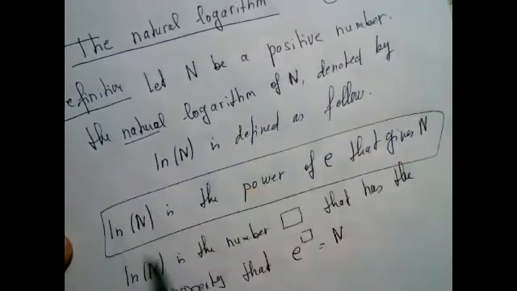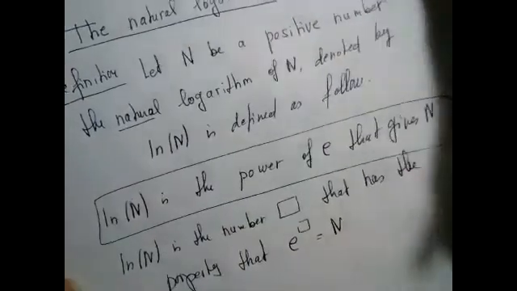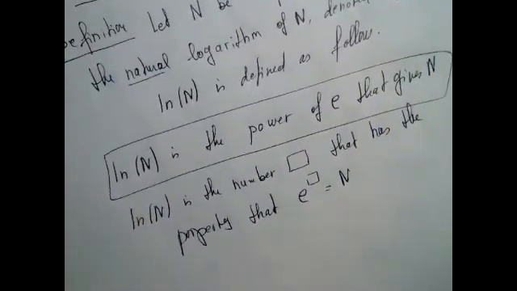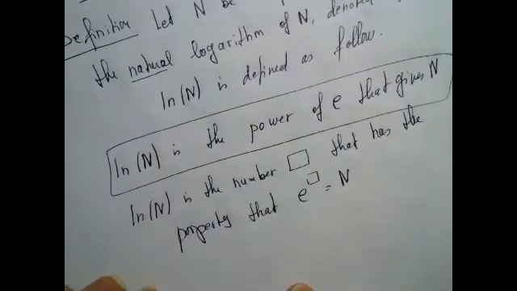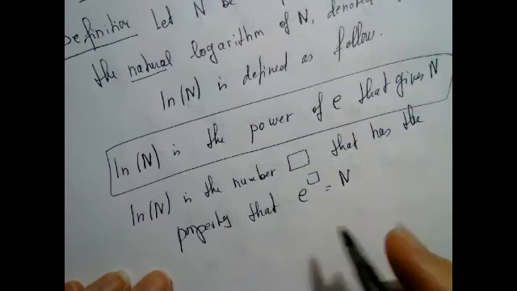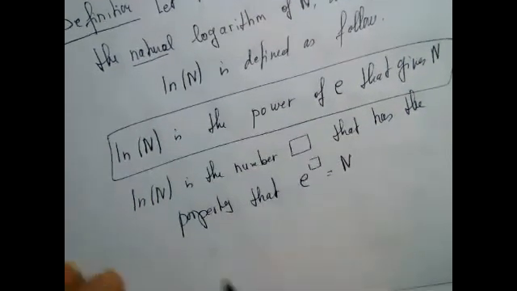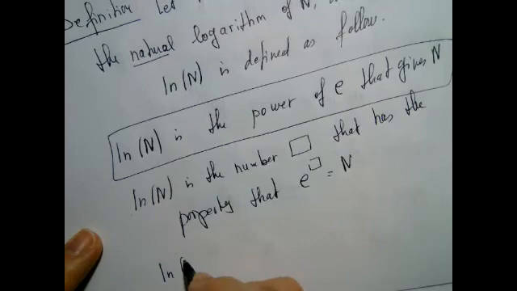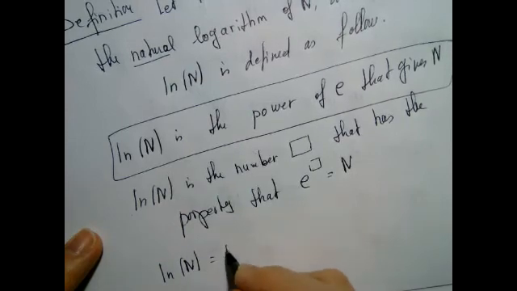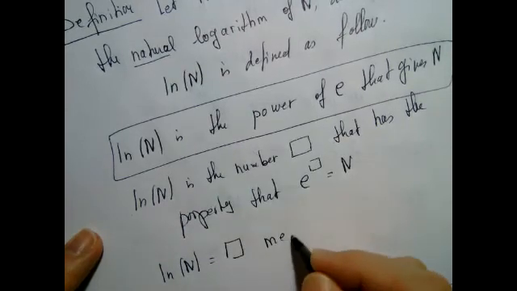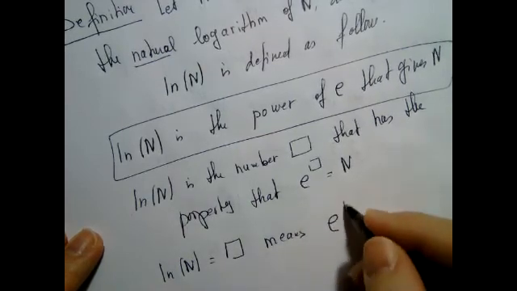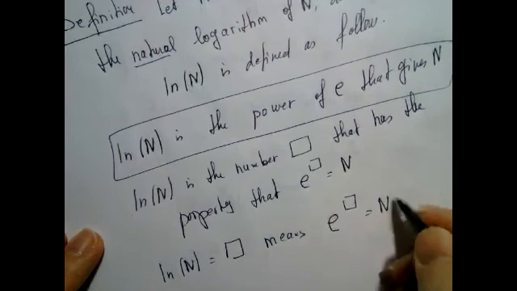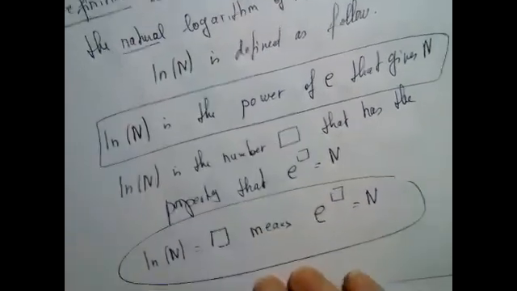So it's the same definition, but instead of taking 10, and I started with 10 because 10 is an easy number we can interact with much easier. But ln, the natural log, is actually the one we use the most. So it's the number that has the property that e to this power is n. So ln of n equal to something means that if you take e to the power of the thing, you get n. So that's the definition of the natural log.